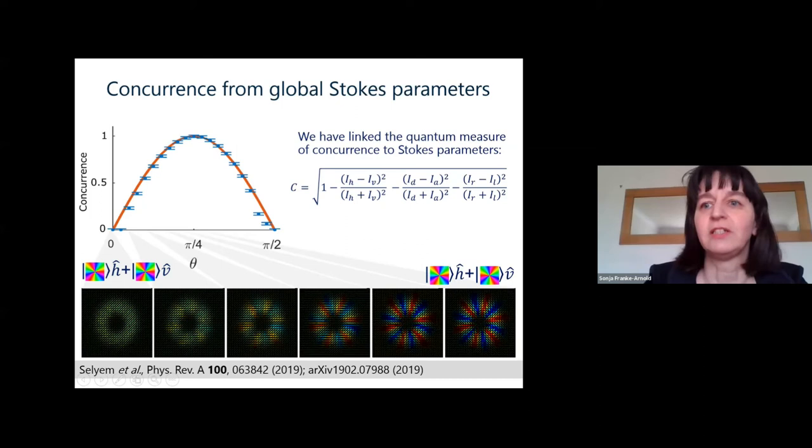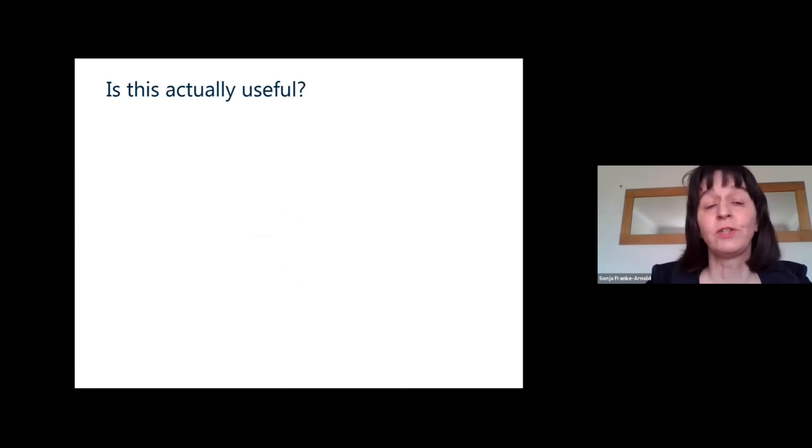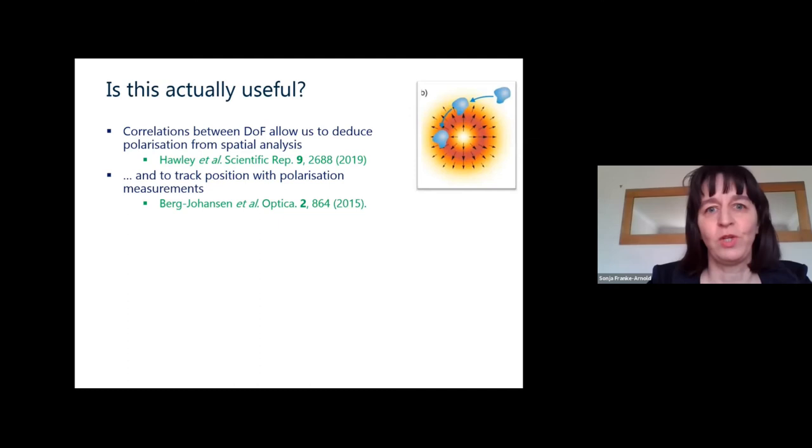And you see that the measurements are quite similar to what we expect. The question always is, is this useful? And for sure, one can use this strong correlation between the different degrees of freedom in order to either derive polarization from camera measurements or to track the position of a particle from polarization measurements.